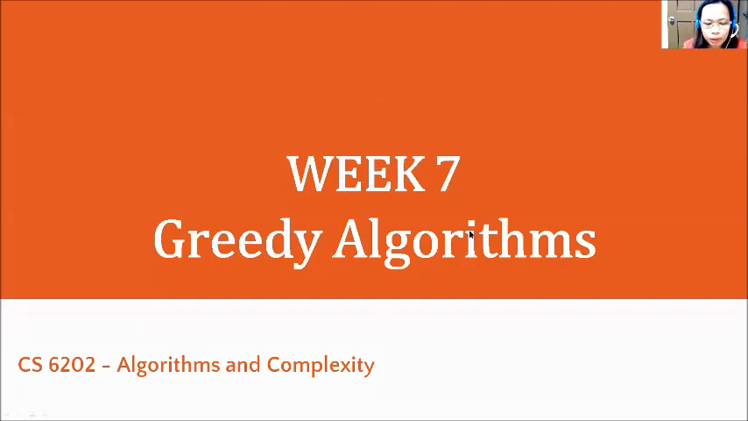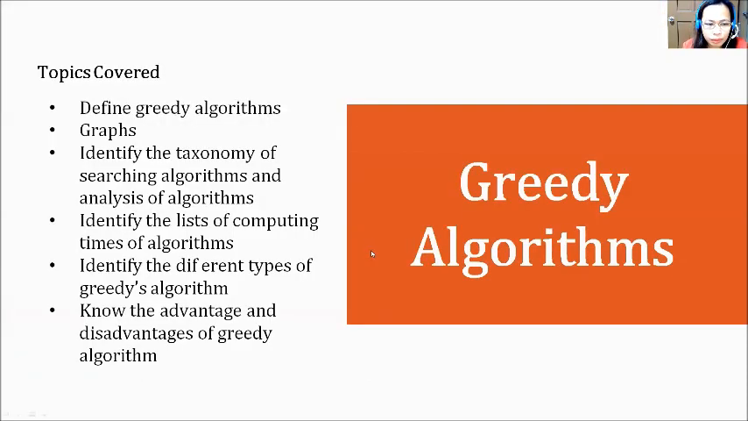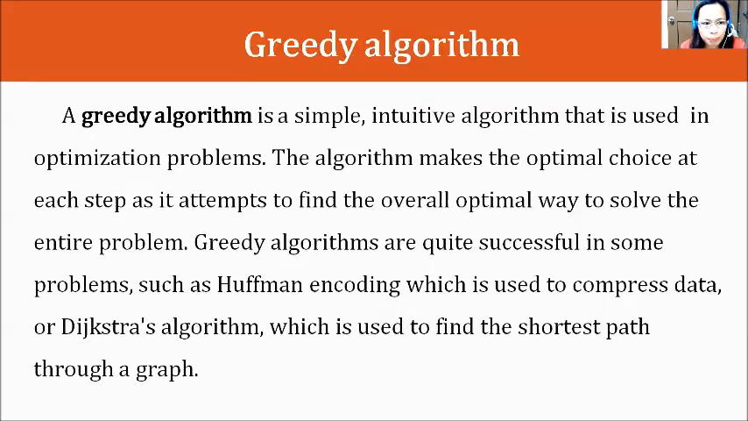Our topic for today is from week 7, greedy algorithms. The topics covered are: define greedy algorithms, graphs, identify the taxonomy of searching algorithms and analysis of algorithms, identify the list of computing times of algorithms, identify the different types of greedy algorithms, and know the advantages and disadvantages of greedy algorithms.